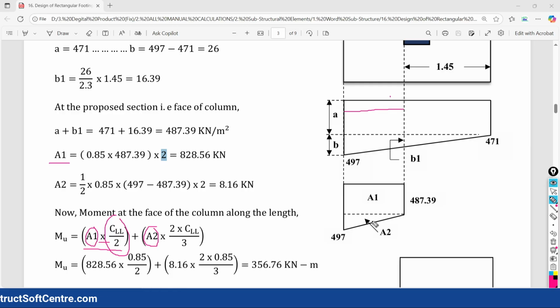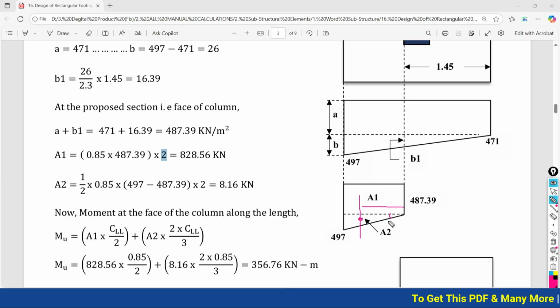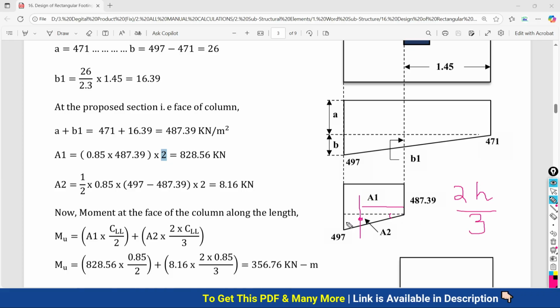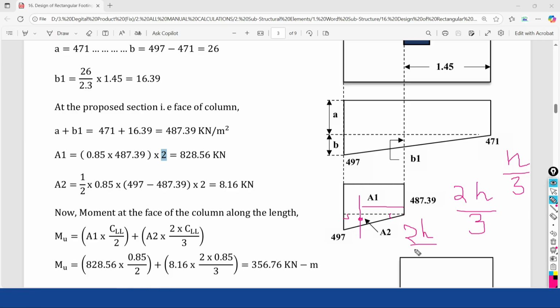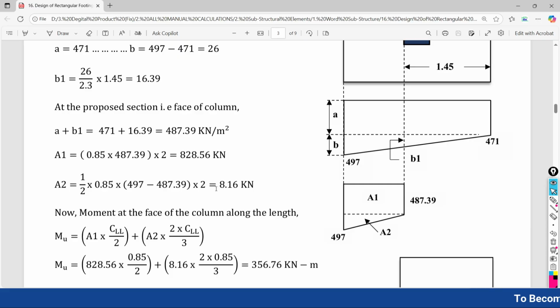So area 2 is not a rectangle, area 2 is the triangle, and you are going to measure the distance of the centroid of the triangle from the angle side. So from the angle side the formula is going to become 2h by 3. If the same calculation you are going to do from the perpendicular side, then the formula will be what? h by 3. But if we are going to do the calculation from the angle side, it is going to become 2h by 3. So A2 area we already have calculated 8.16 multiplied by 2h.